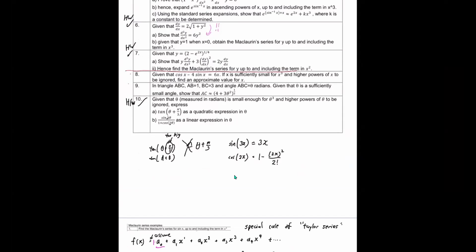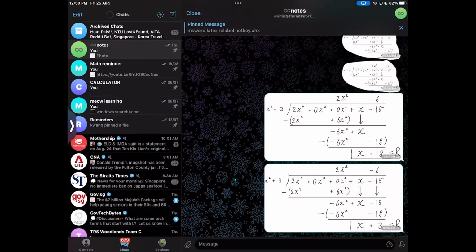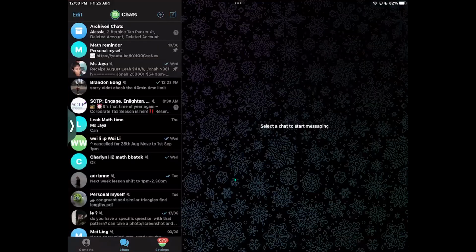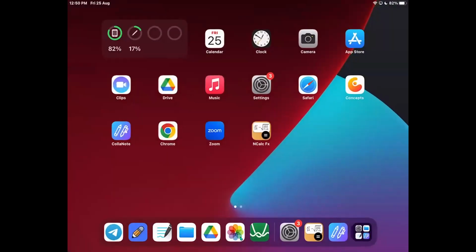Okay, now we move on to the integration techniques. Let me just get the notes out first. Give me a second. Oh, pause the share first. Okay, so integration techniques.